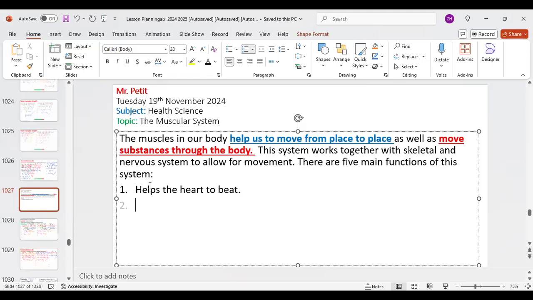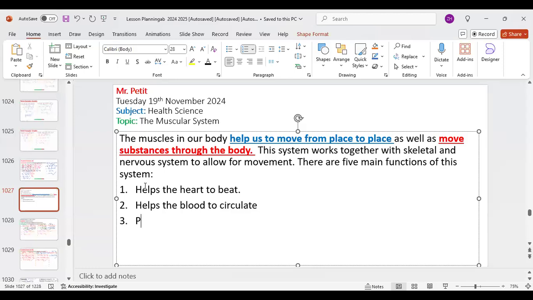What else? If it is helping the heart to beat, what is it causing? It helps the blood to move around. Helps the blood to do what? To circulate. Yeah, to flow through your body. Yeah, to circulate.